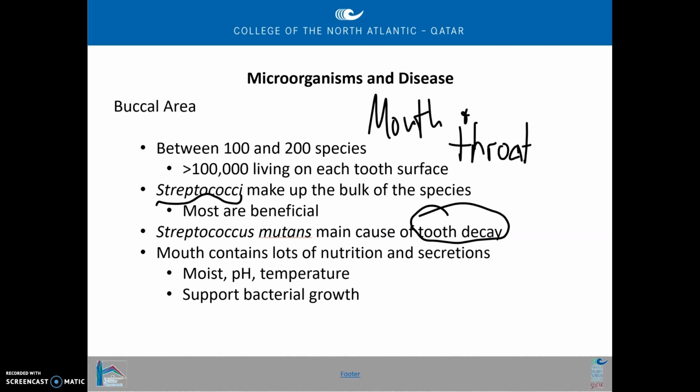If you think about the environment of the mouth, it contains lots of nutrients, lots of secretions. It's moist. It's got perfect temperature. It's a great place for bacteria to grow, and as a result, we see a lot of species growing in the mouth and the back of the throat.